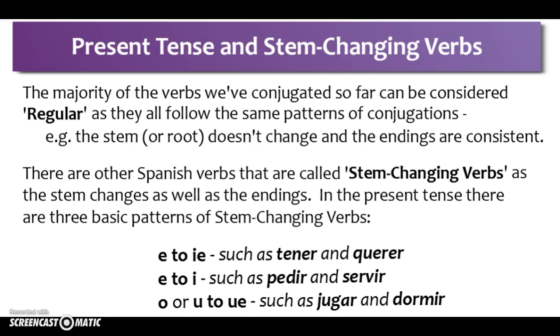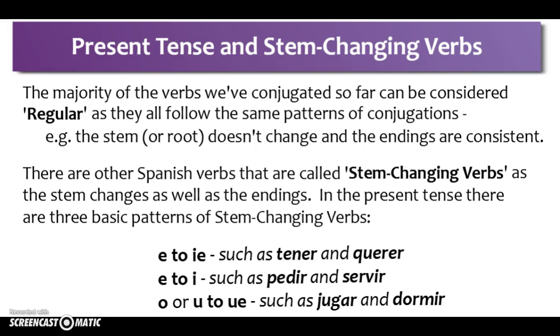But we're now heading into some new territory that are called stem-changing verbs. These verbs will not only change the ending in correspondence with the subject, but they will also change the root or the stem of the verb. And in Spanish, there are three main patterns that do this.